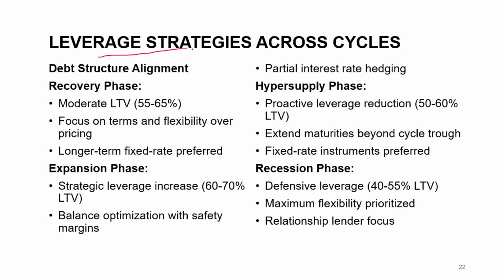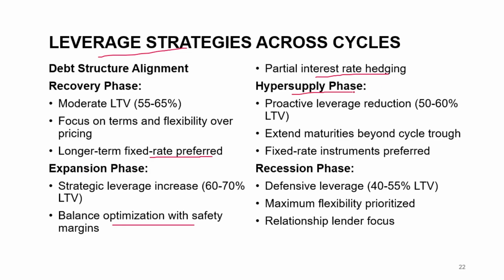Then comes the leverage strategies across the cycle. In the recovery phase, moderate LTV of 55 to 65%, focus on terms and flexibility over pricing, and longer term fixed rate should be preferred. Then in the expansion phase, strategic leverage increases to 60 to 70%, balancing optimization with safety margin. And then partial interest rate hedging can be done during this period.